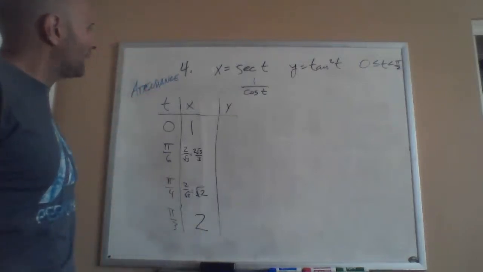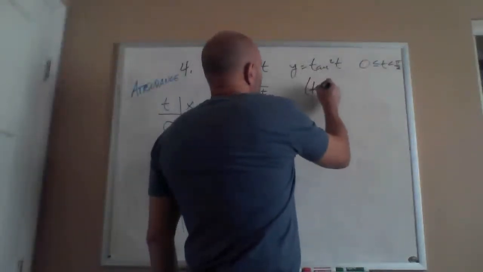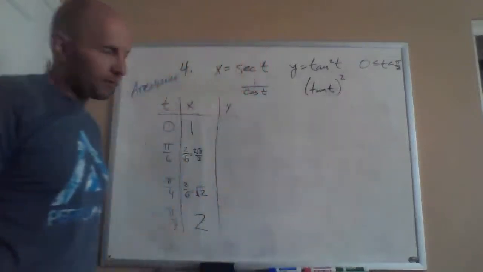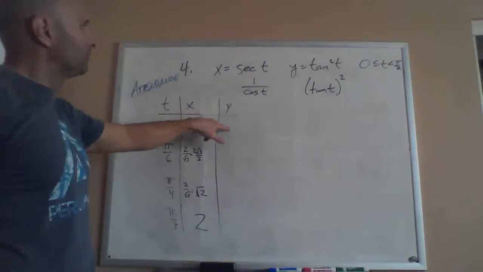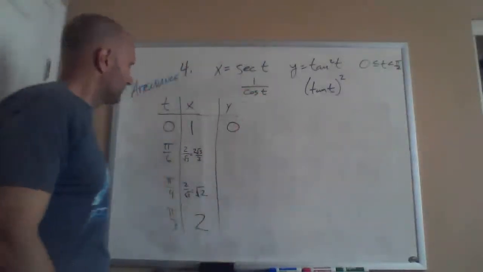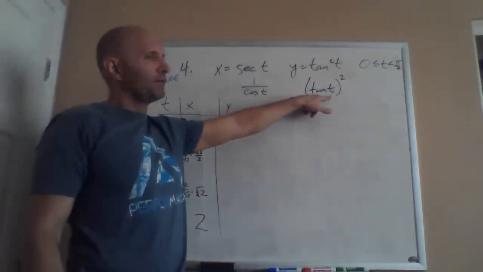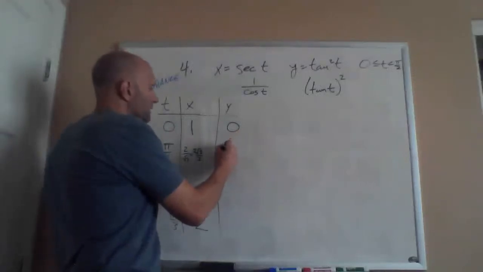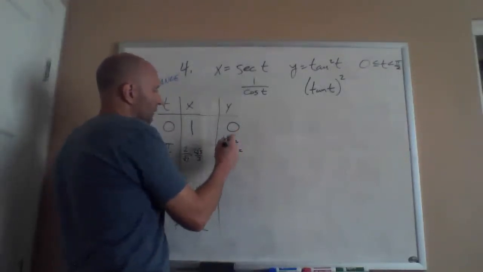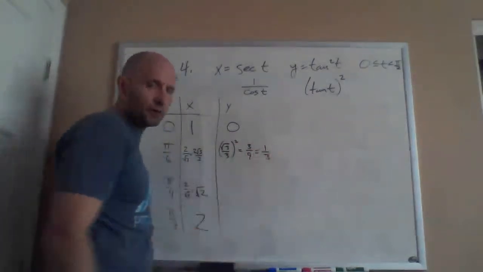Okay, so for y is tangent, so this is basically just what's the value of tangent of t, and then square it. So for 0, tangent of 0 is 0. 0 squared is 0. For pi over 6, tangent of pi over 6 is square root of 3 over 3. So if I square that, it becomes what? 3 over 9, which is 1/3.